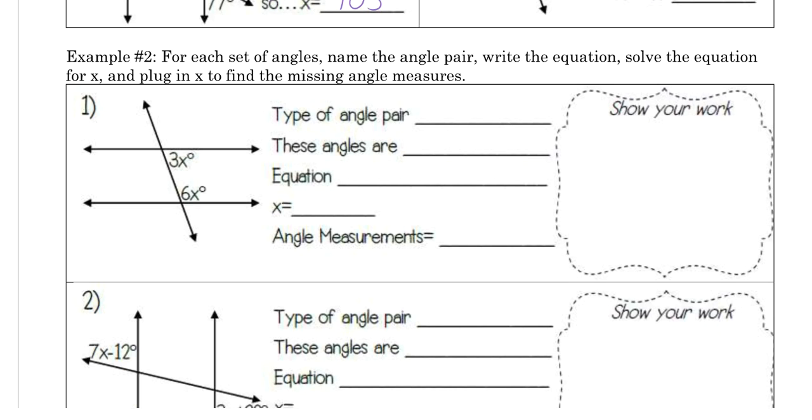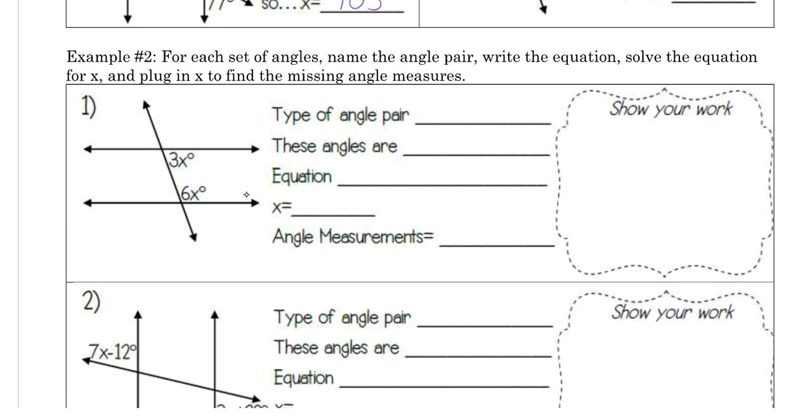All right, example 2. For each set of angles, name the angle pair, write the equation, solve the equation for x, and plug in x to find the missing angle measures. So lots of different pieces to this, however, they all kind of flow together.